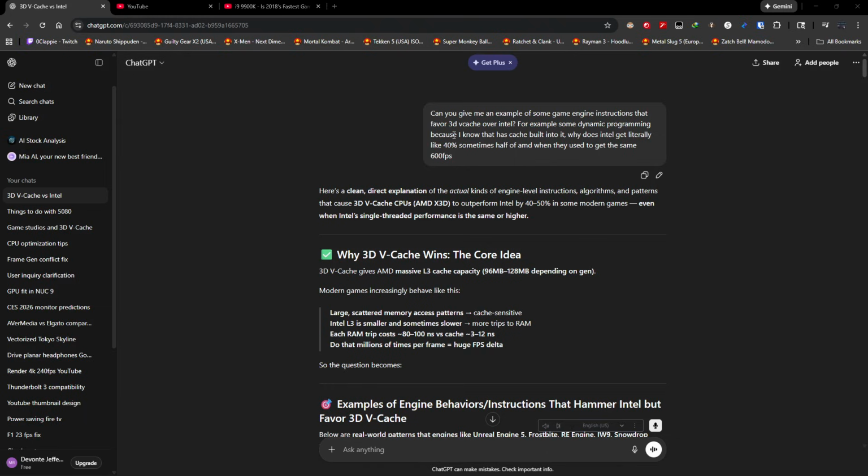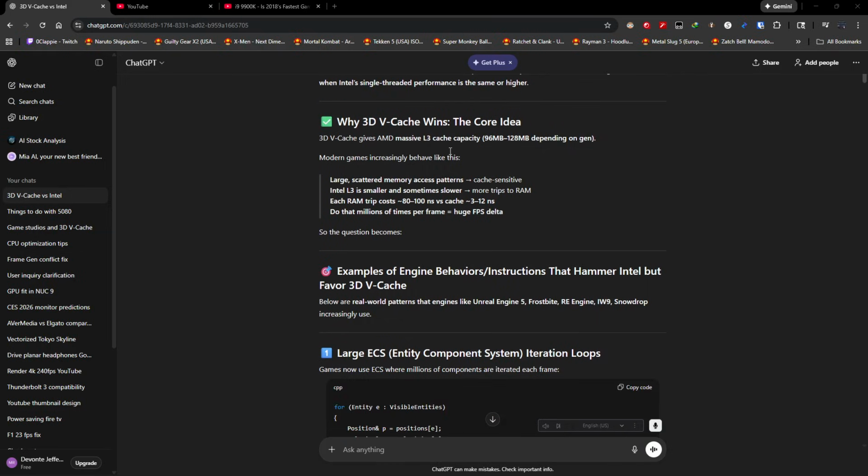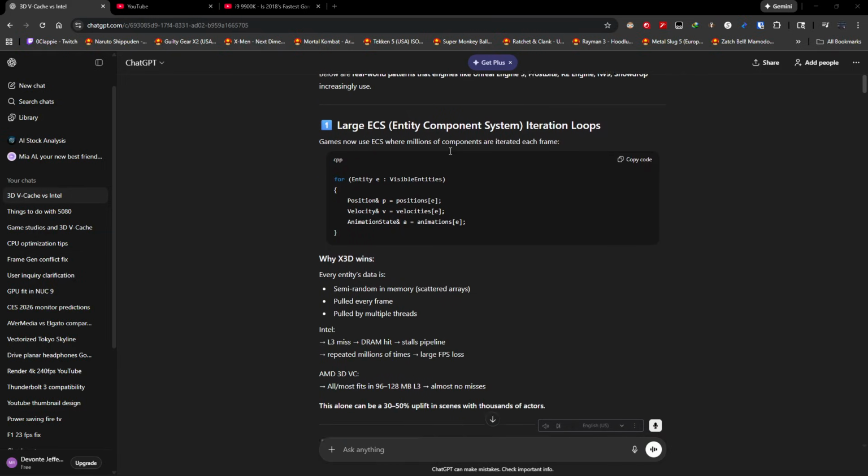I've been asking artificial intelligence about what has been going wrong, and this is a great example of why certain things are coming to mind. So let's just take an example. Here's a clean, direct explanation of the actual kinds of engine level instructions, algorithms, and patterns that cause 3D V-Cache AMD CPUs to outperform Intel by 40 to 50% in some games, even when Intel's single threaded performance is the same or higher. You can pause the video and go through all of it.